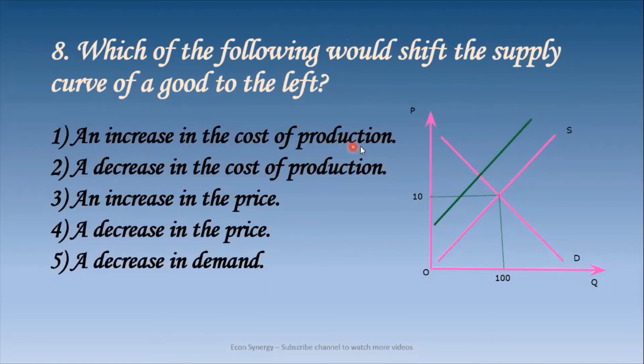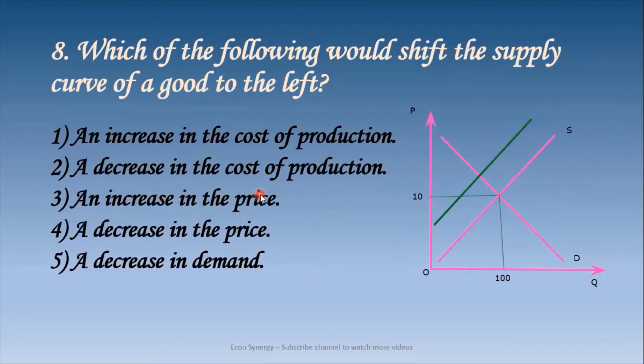An increase in the cost of production. If cost of production increases, for example, due to the imposition of taxes or due to the increase in other factors of production like wages, raw materials and all, then supply will be reduced. Due to the reduction in supply, the curve shifts to the left. If cost of production decreases, the supply curve shifts to the right side, like this way. Then this is correct, this is wrong.